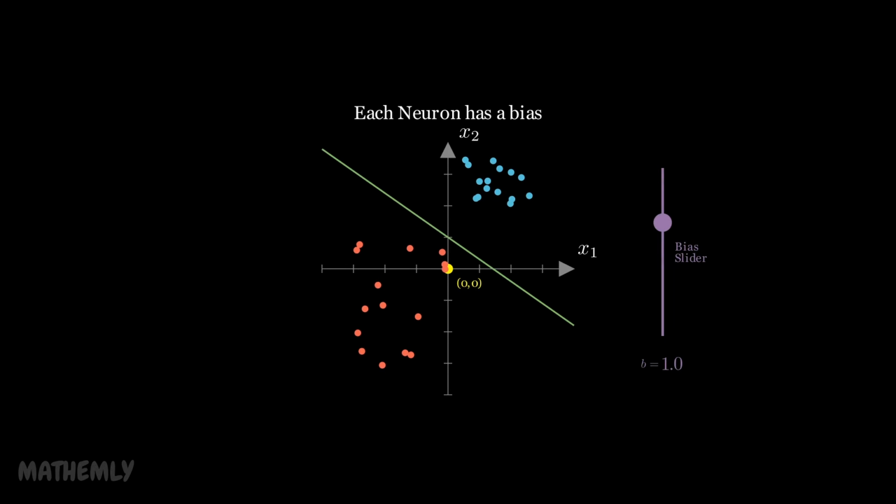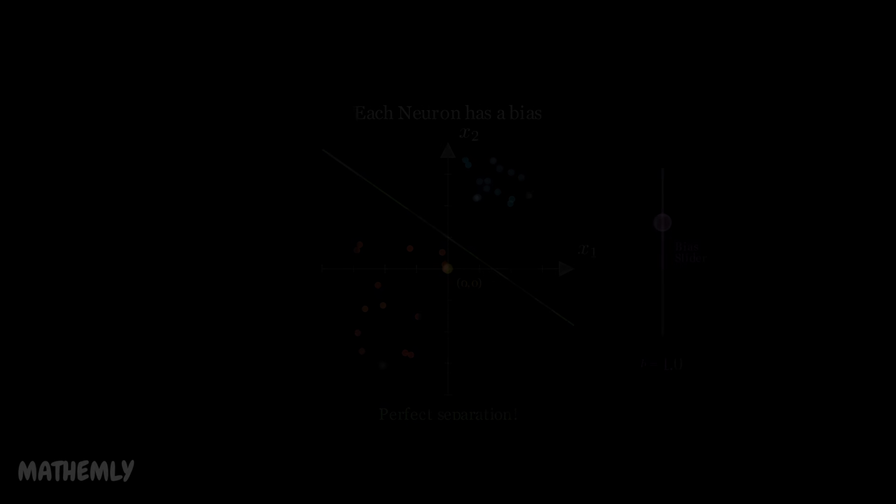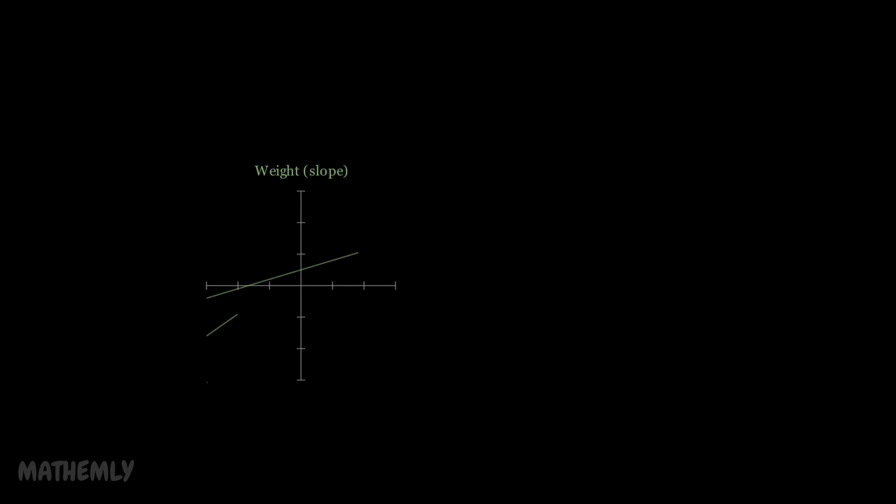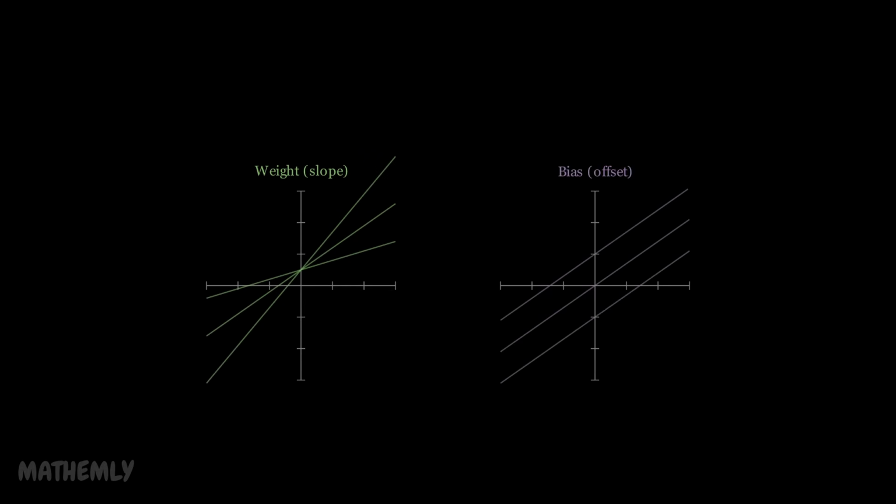Without a bias, the neuron could only pivot around the origin and might never be able to position its decision boundary correctly. With weights to set the slope and bias to set the offset, the neuron can place that boundary anywhere in the input space to match the data.